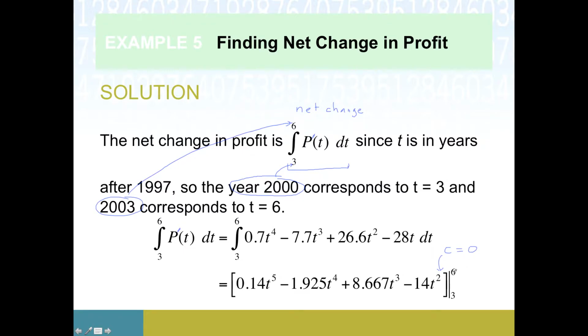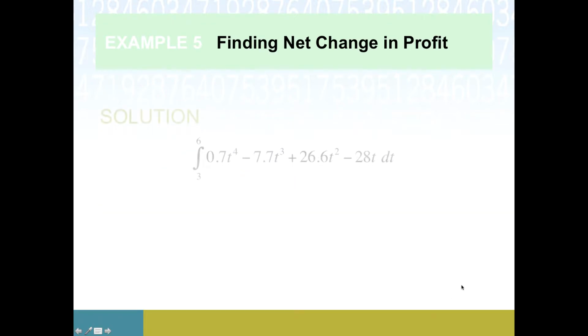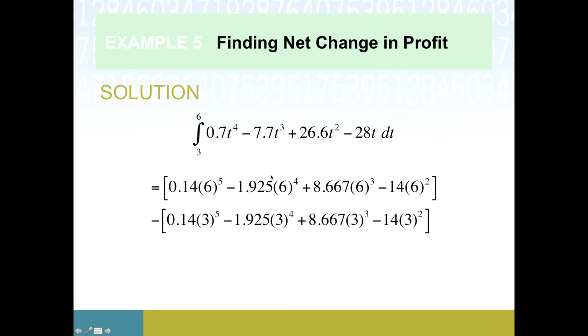So the last step is just the arithmetic of plugging in 6's and plugging in 3's. So here is us taking that antiderivative expression, plugging in 6 for all the times, plugging in 3 for all the times, and then what we get is, again, an approximate, but something that we could have as much decimal accuracy as we might want.